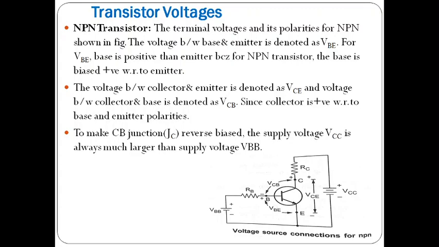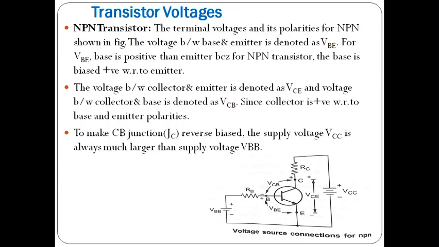On the emitter terminal the arrow is indicated outside, so the transistor is indicated as an NPN transistor. If the direction of the current is inside the transistor, that is a PNP transistor. So now we consider the NPN transistor. The voltage between the base and emitter is denoted as VBE.